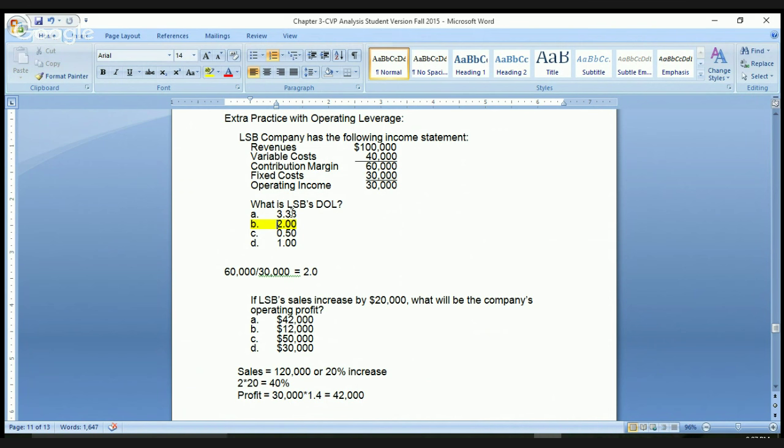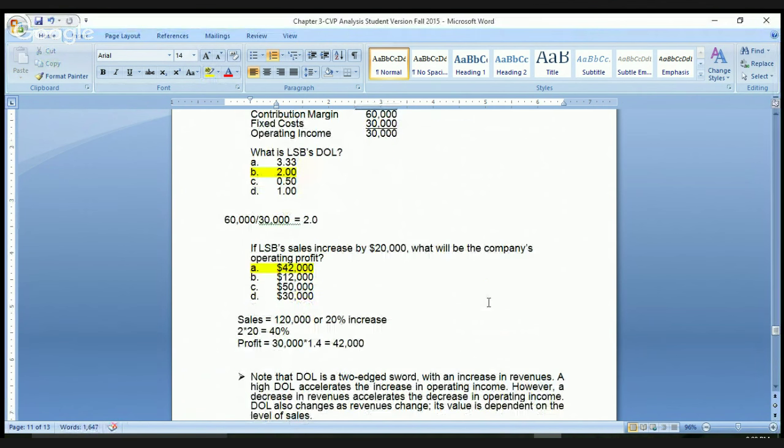So that is how I come up with the 20% increase. I take my operating leverage here of 2, multiply it by the 20% increase, and I get 40%. Multiply that by the original profit of 30,000, which is 30,000 times 1.4, which is 100 plus 40%. The new profit is $42,000. So the answer on that one is A.